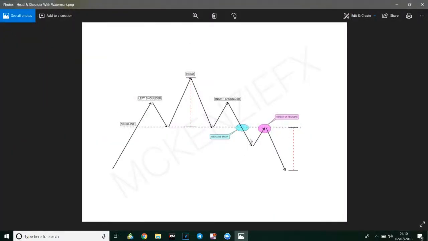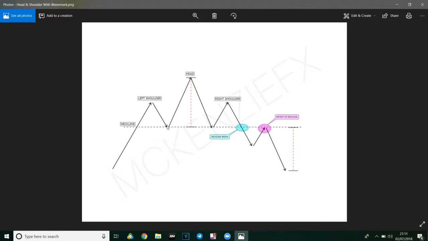So if we have a look, the way the head and shoulders works is really simple. We move up, we create a left shoulder, then the market would drop down to a certain area. Let's call this area X, and on the chart, of course, down here will be the price. So let's say this is USD JPY. Let's say this neckline where it dropped down to, the value of this line would be 105.575 or something like that.